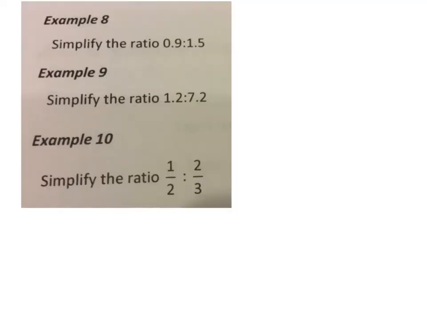Okay, question 8 says simplify the ratio 0.9 to 1.5. So the 0.9 is going to go on top, the 1.5 is going to go on the bottom, and we can't have a decimal in our ratios. We've known that for a long time. So one thing you can do to simplify that is you can just move the decimal to the end. I'm going to move that decimal back 1.